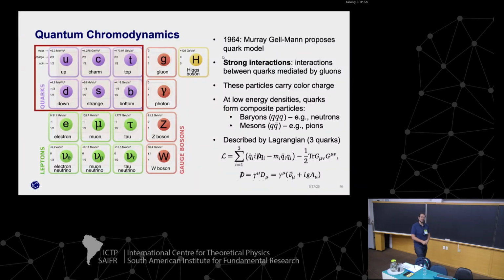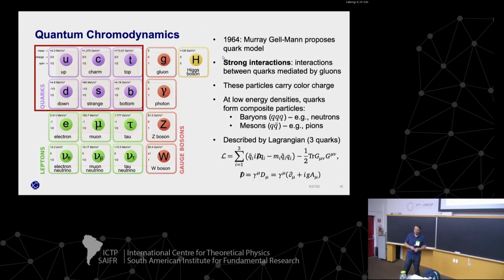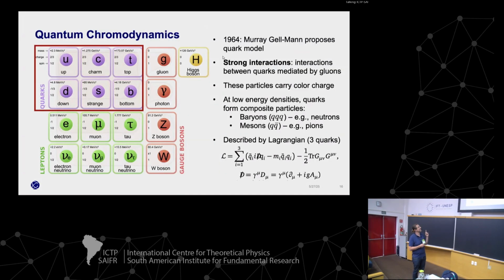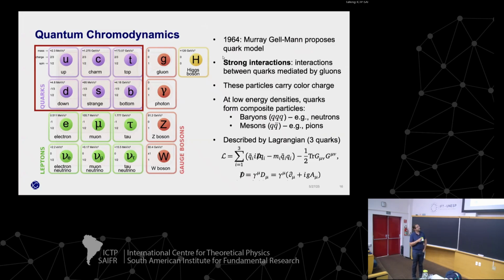So, if we want to understand nuclear interactions, we actually would need to understand the fundamental theory of strong interactions, which is quantum chromodynamics. So here you see a picture of the standard model. I guess all of you are very familiar with this. And you see we have quarks. There are 6 species of quarks. Then we have leptons, so electrons, muons, tauons, and the corresponding neutrinos.